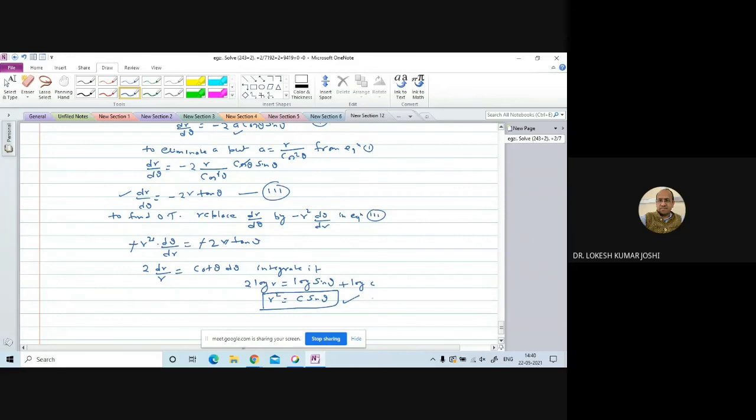And this curve is the orthogonal trajectory to the curve r equals a cos square theta. If we have some curve plotter and plot these curves, we can see these two curves will be orthogonal to each other.